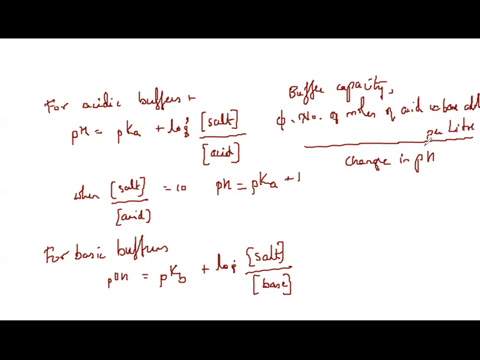Buffer solution of carbonic acid, H2CO3, and sodium bicarbonate, NaHCO3, is found in our blood. It maintains the pH of blood at a constant value of about 7.4, in spite of various acid-base producing reactions going on in our body. So that is the buffer present in our blood, carbonic acid and sodium bicarbonate. So this is all about buffer solutions.